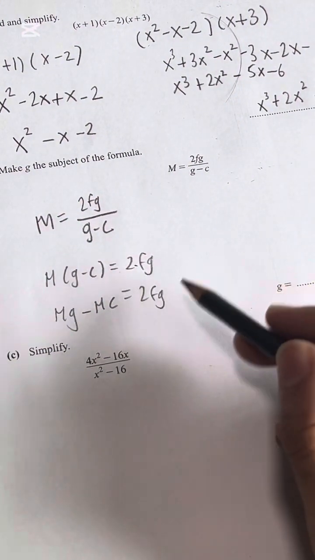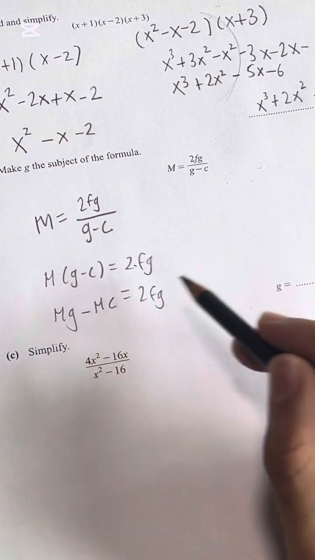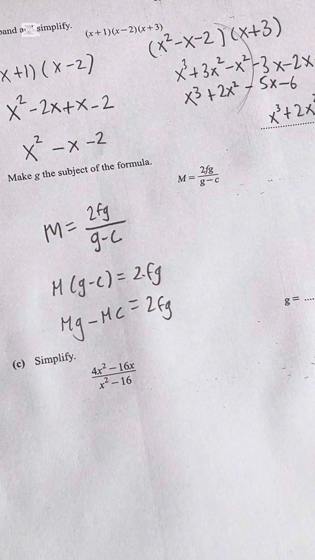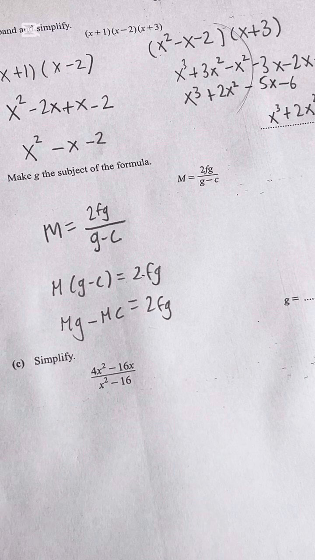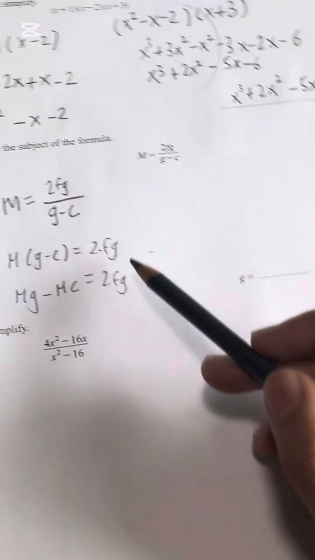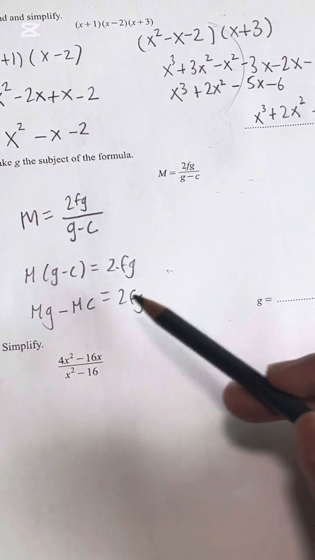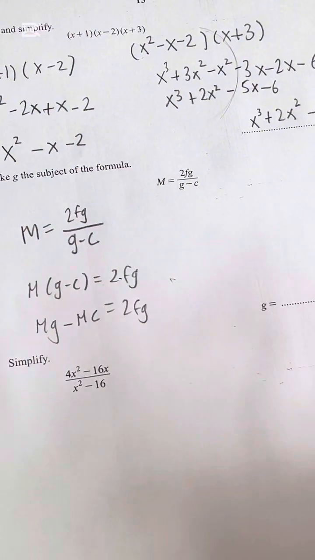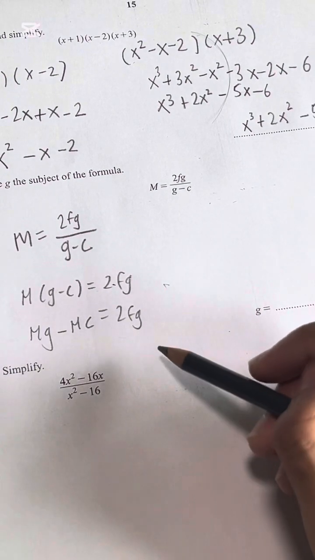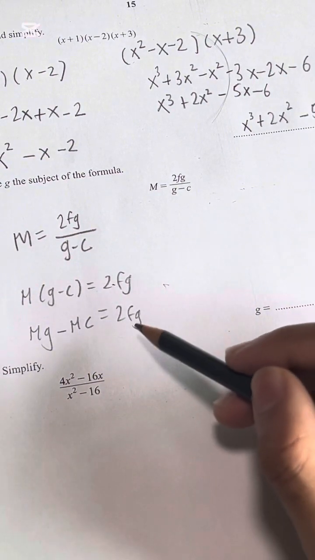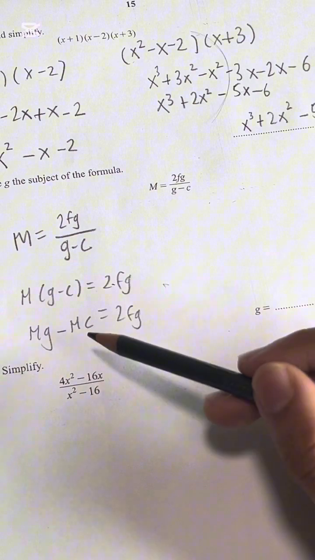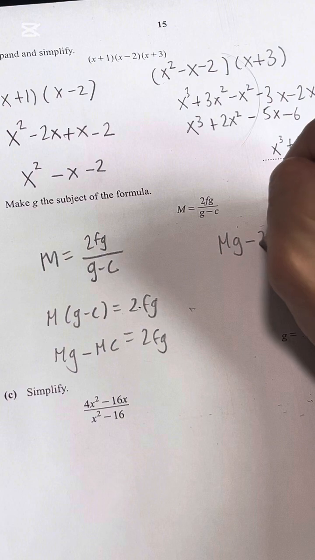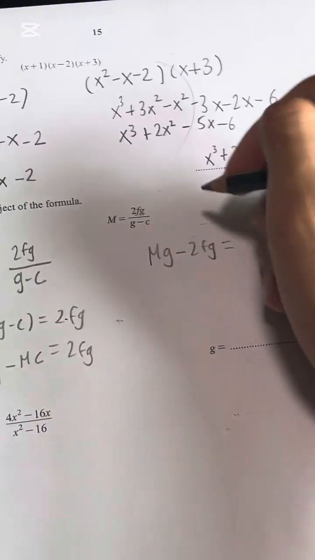So now we're going to bring all the expressions which have a g on the left hand side. And we're going to place all the expressions which do not have a g on the right hand side. So in this case, since 2fg has a g, we're going to move this to the left hand side. And we're going to move minus mc to the right hand side. So the way that we do that is we're going to subtract 2fg from both sides and we're going to add mc to both sides. And when we do that, we get mg minus 2fg equals mc.